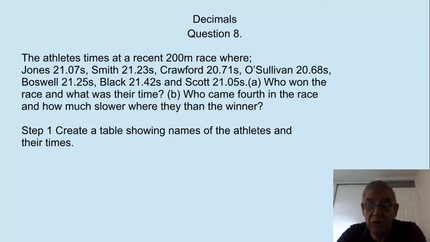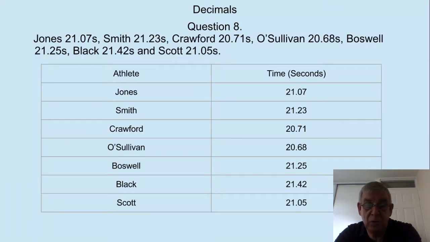And the question is in two parts. It's asking us who won the race and what was their time. And the second part is who came fourth in the race and how much slower were they than the winner. First of all, create a table showing the names of the athletes and their times. It doesn't have to be in any order. I've chosen to do it this way.